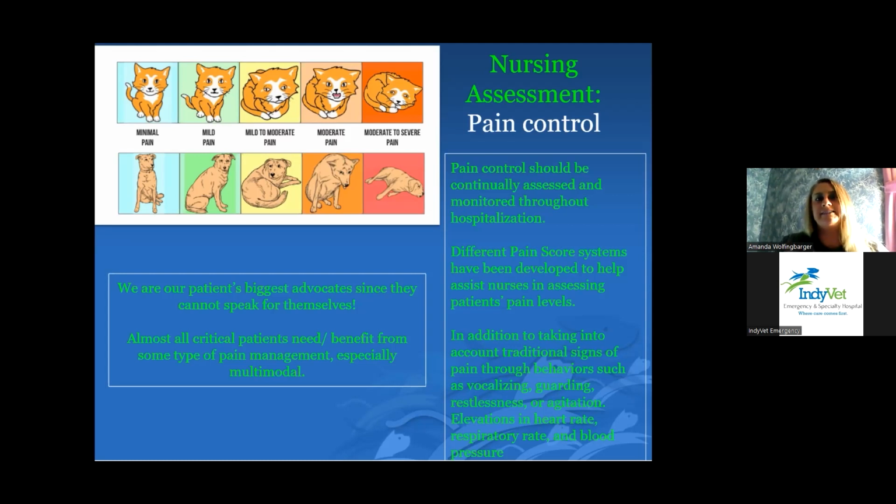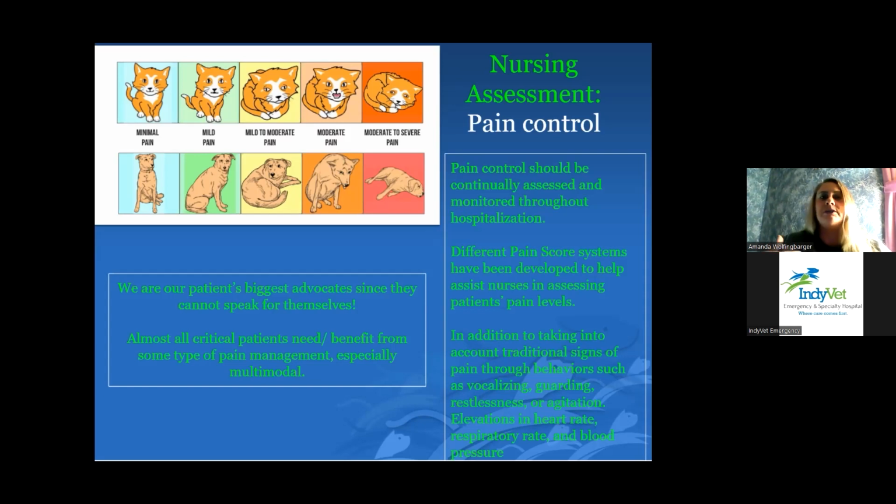This scale is super, it's just an example, just showing the type of scale. This is super simplistic, but we use a lot more in-depth pain scoring systems. Hopefully you do at your hospital as well, but it helps take into account not only their demeanor, how they're acting physically, but also their vital signs.